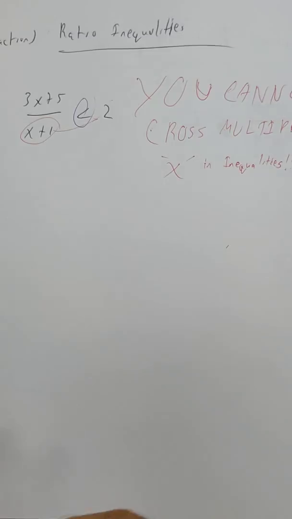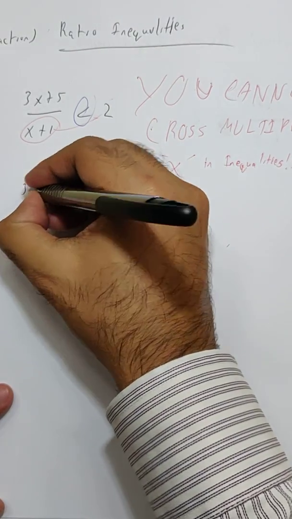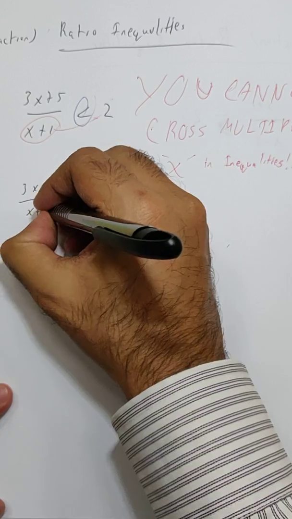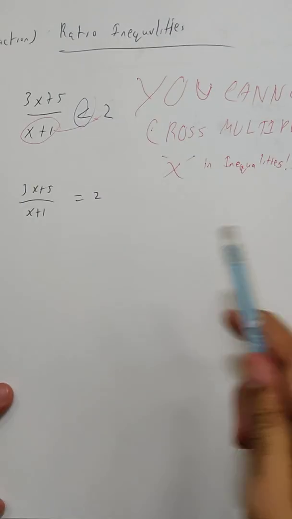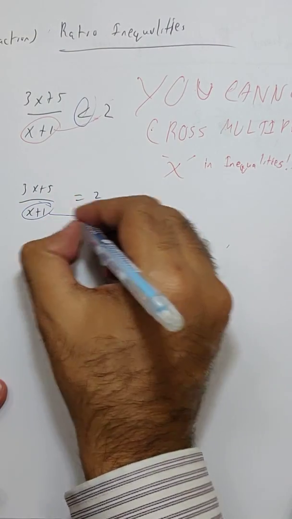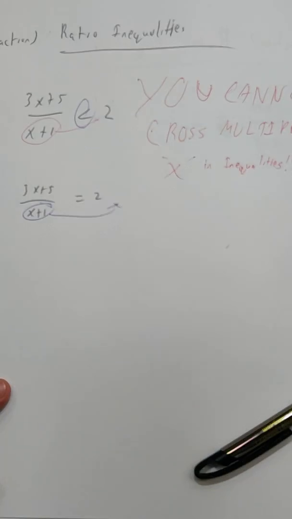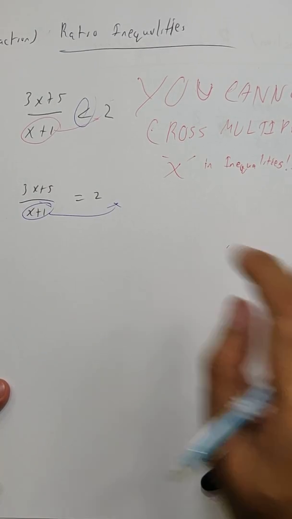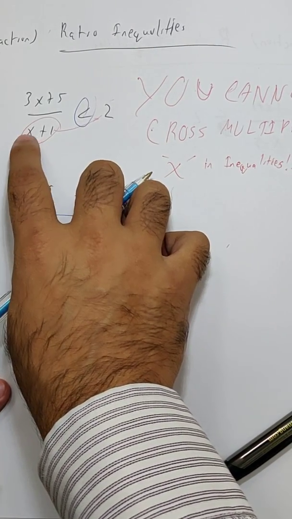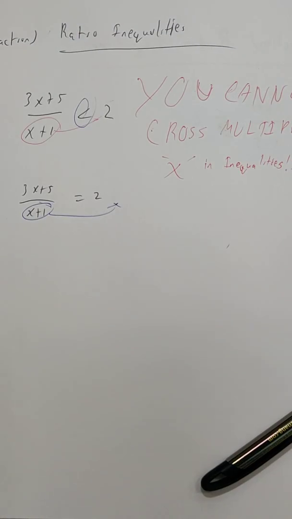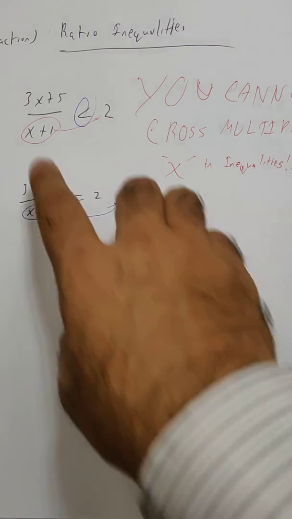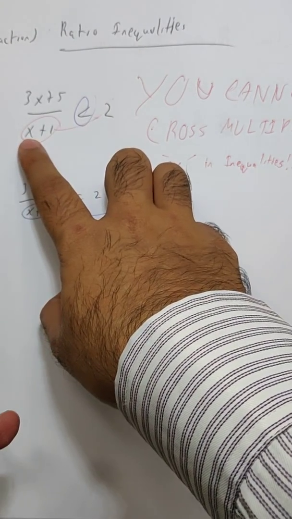inequality. If it's a normal question such as this one here, (3x+5)/(x+1) equals 2, then it's absolutely okay for you to cross multiply here. But if there's an inequality, you cannot cross multiply the x. Why? Because we are not sure whether this is positive or negative.